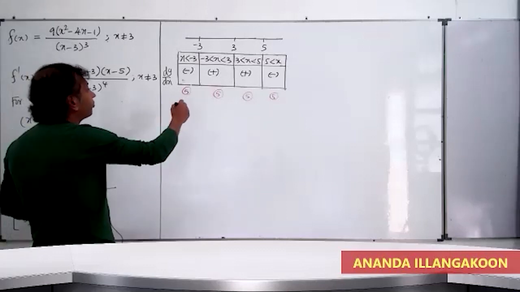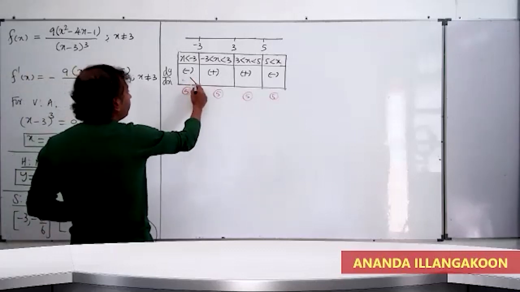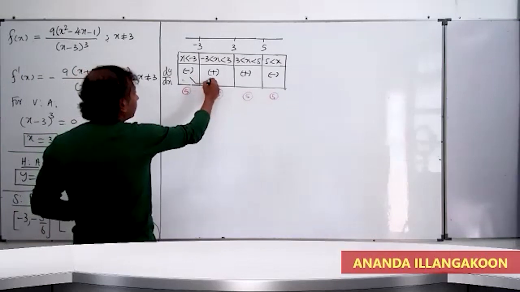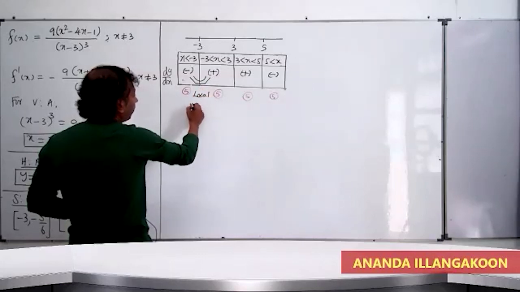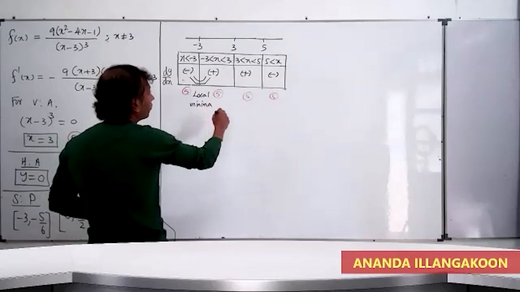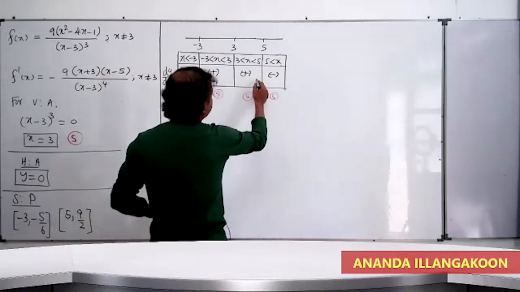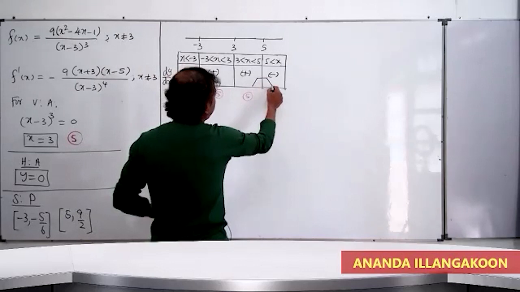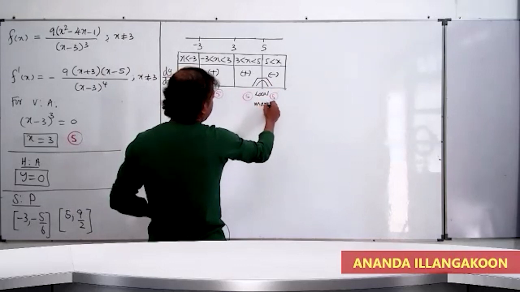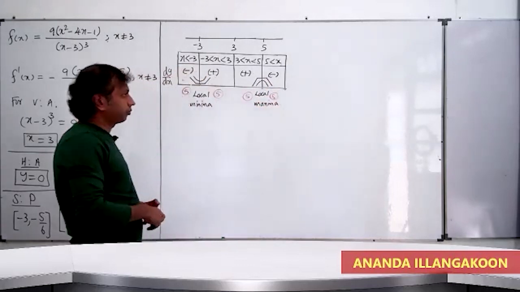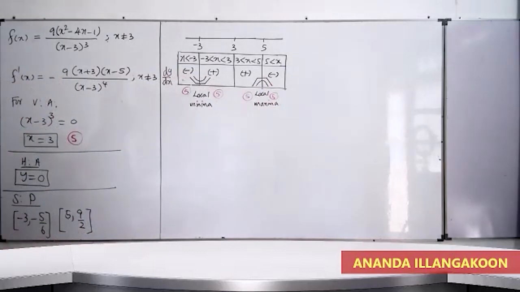And here, gradient negative, at minus 3 it is 0, then positive. Therefore, this is a local minimum. And here, positive, 0, negative, so a local maximum. I will sketch the graph.